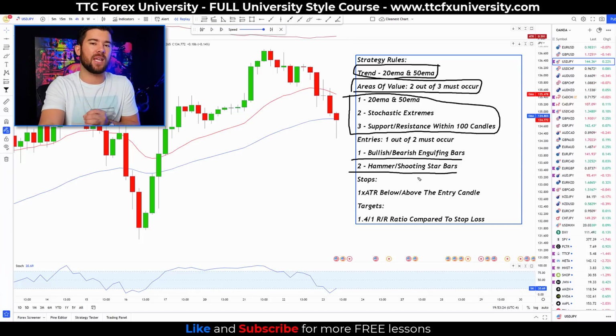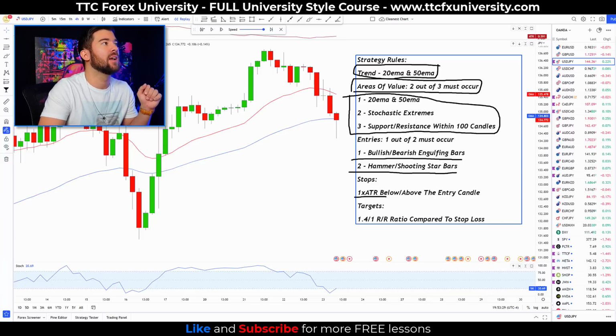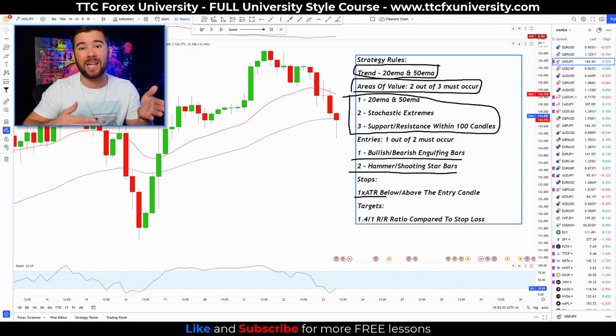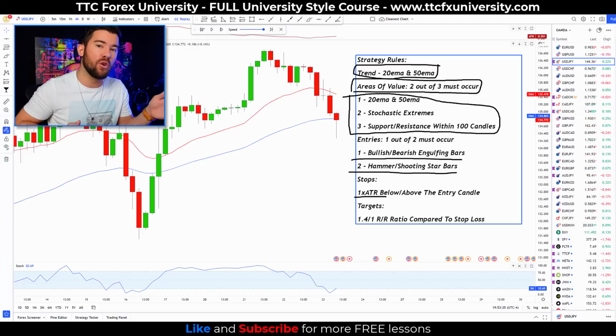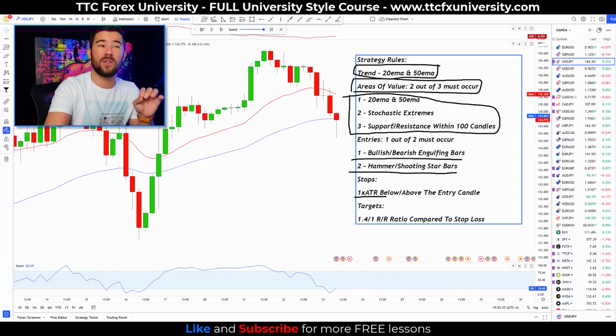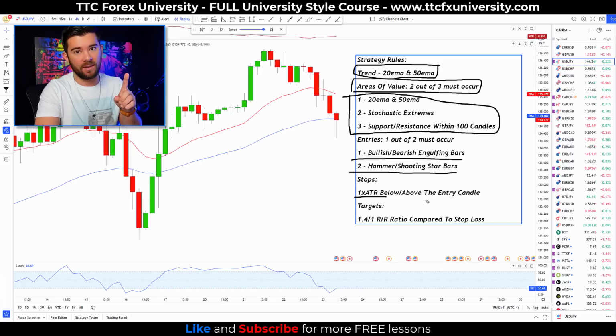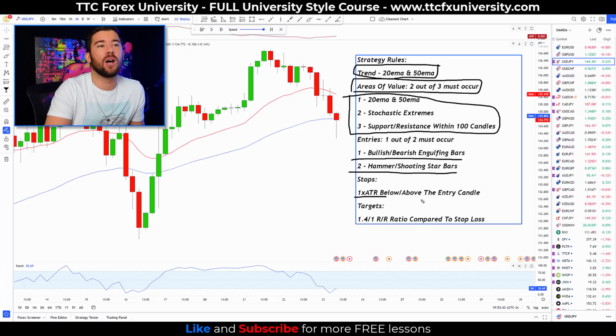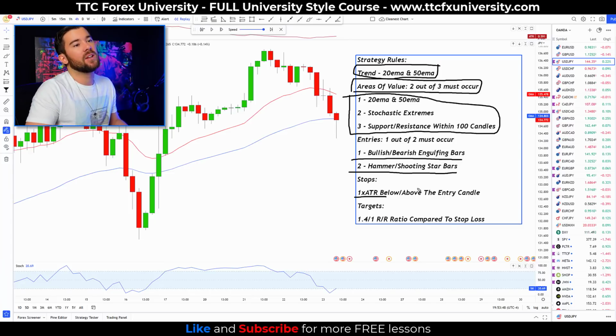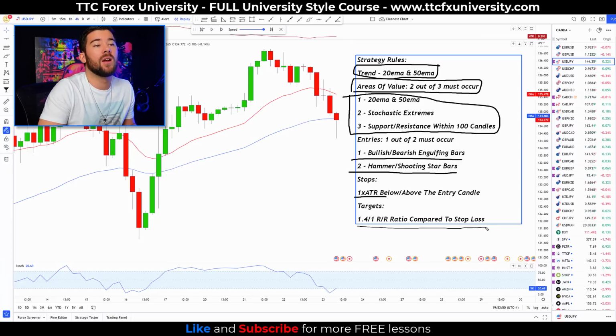Stops, to keep things simple, are going to be 1 X ATR. The ATR indicator is right up here. It can be found on most trading platforms, and it measures the volatility of the market by giving you the average movement of the last 14 candles. So we're going to be using the ATR below the entry candle. We're going to be going 1 times the ATR indicator below and above the entry candle, depending on the direction that we're trading. Targets are going to be a 1.4 to 1 reward to risk ratio compared to our stop loss for these examples.